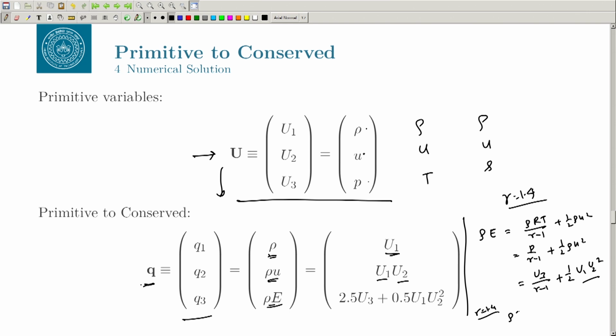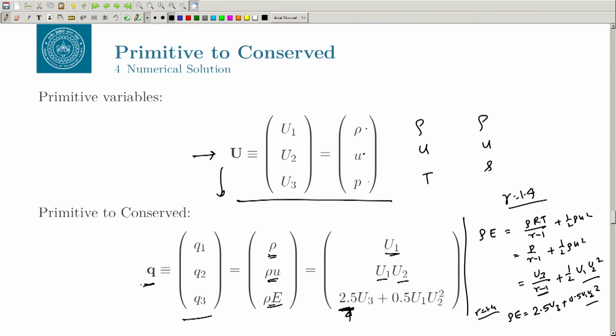So, you can write rho E as: 1.4 minus 1 is 0.4, and 1 divided by 0.4 is 2.5. So this is 2.5 u3 plus 0.5 u1 u2 square. You can also write a general code where you do not have to hard code this number. You can simulate for varying gamma. Let us say instead of air you want to simulate ozone, or some other system where the gamma is different, let us say helium. In that case the gamma will change because that is a monatomic gas.